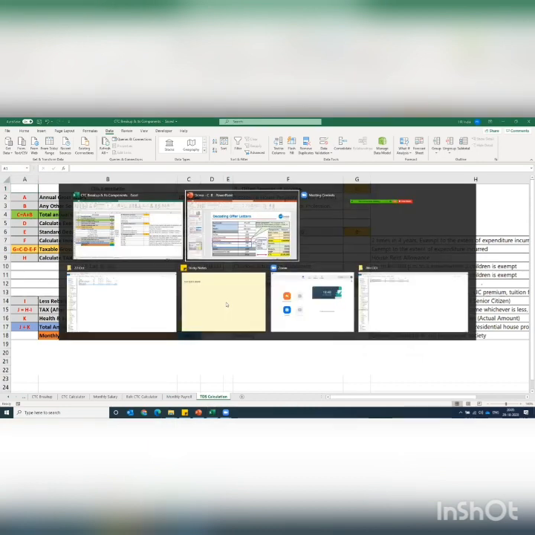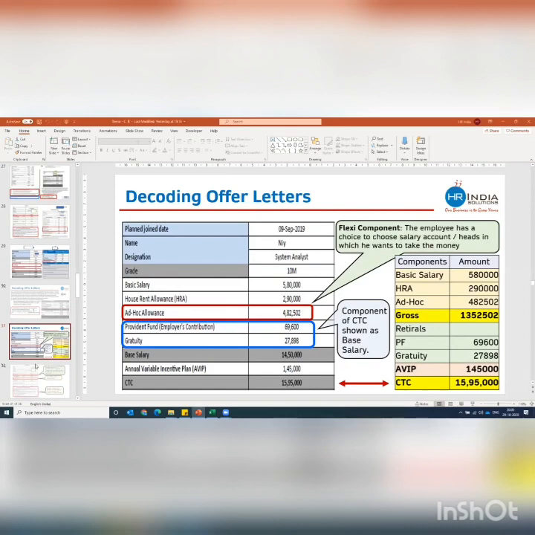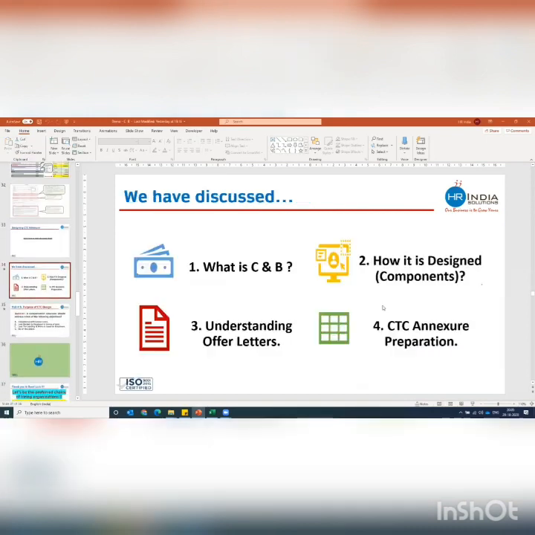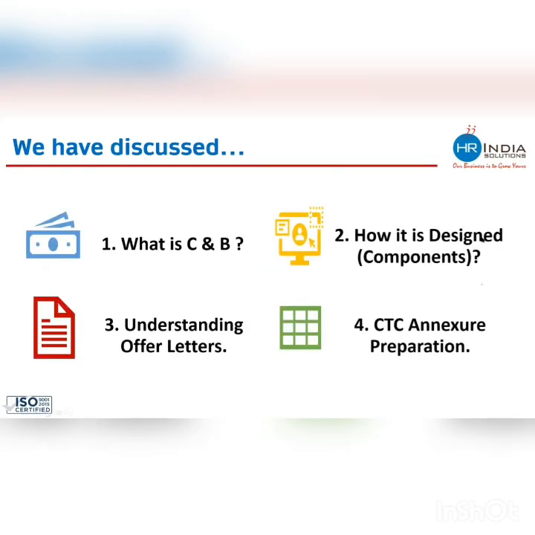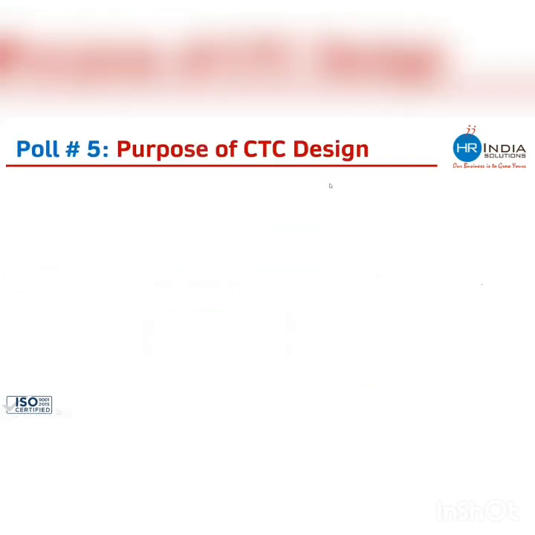Right. Let's move to the PPT again. So till now we have done these things. We have discussed what compensation benefit is and how it is designed. We have gone through some of the actual offer letters and their annexures. Then we have also done the actual annexure preparation in the Excel sheet. Now this is the last poll we are having over here.